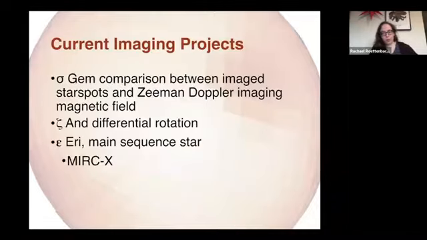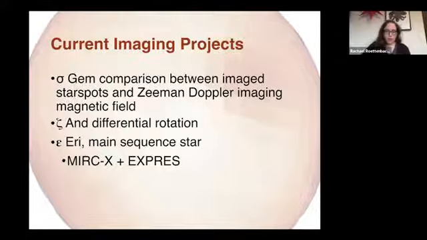So we have been working on getting some data from our MIRC-X instrument, and we are also getting simultaneous EXPRES spectra. EXPRES is the extreme precision radial velocity instrument that Debra Fischer here at Yale built for the Lowell Discovery Telescope. And so we've been trying to get simultaneous observations with that. We have a data set from November where we see that at one point in time, the interferometry doesn't show any indication of spots, and we have spectra from that night. And then a few days later, we do have indication of spots in the interferometry.